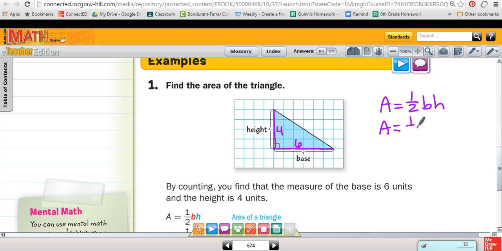So I'm going to substitute. Half stays the same. My base is 6. My height is 4. You can use a dot if you prefer that. I like the parentheses to keep my things separate.